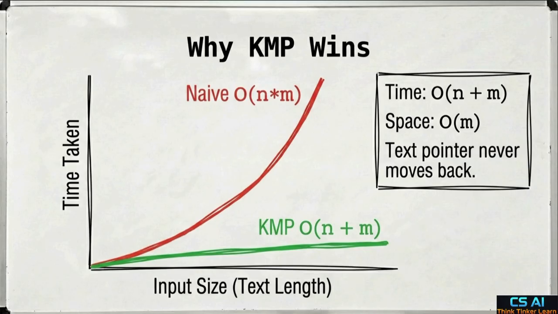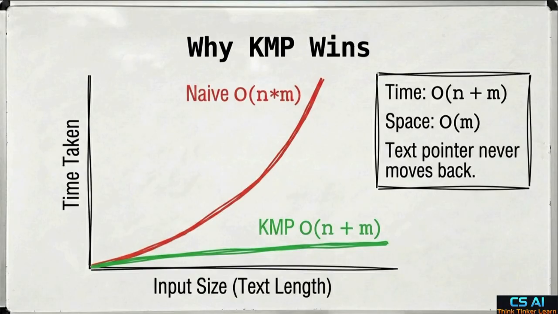Why does KMP win the performance war? Let's look at the graph. The red curve is the naive approach. As the text gets longer and the pattern more complex, the time actually grows quadratically. It's a steep, painful climb.